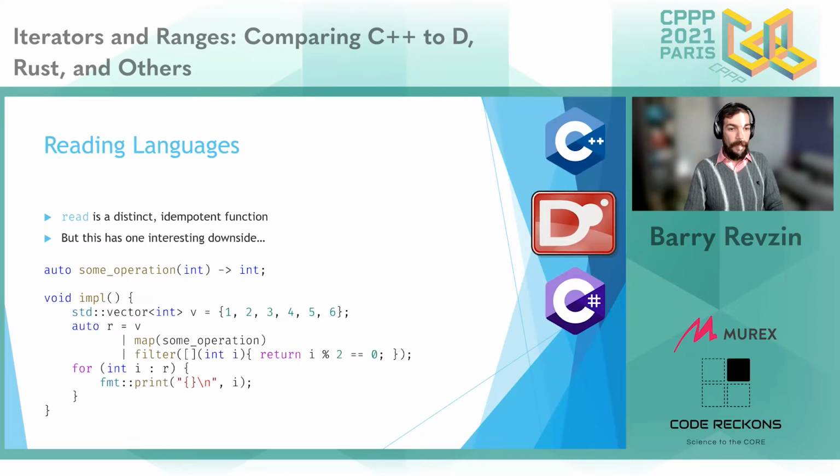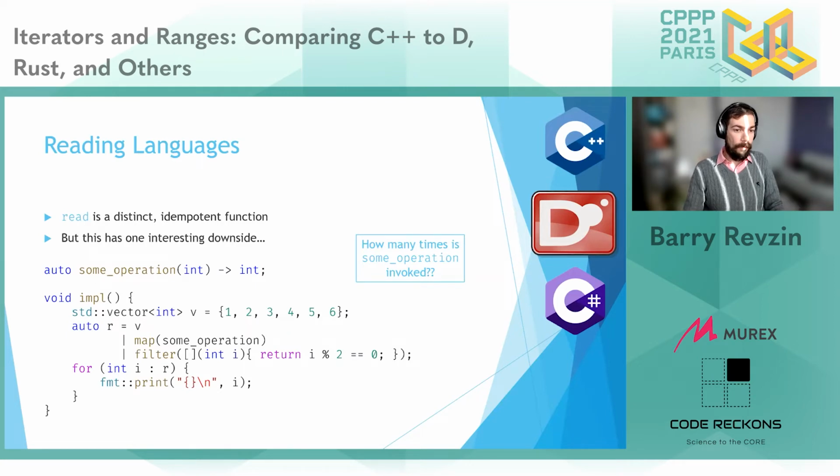What I have here is a vector of ints, and I'm mapping some operation onto it, and that operation just takes an int and returns an int. And I'm not going to tell you what it does. And then I have a filter because I only care about the even results afterwards. And once I build up this pipeline, I'm going to iterate through every element and print all of them. And my question to you is, how many times is some operation invoked?